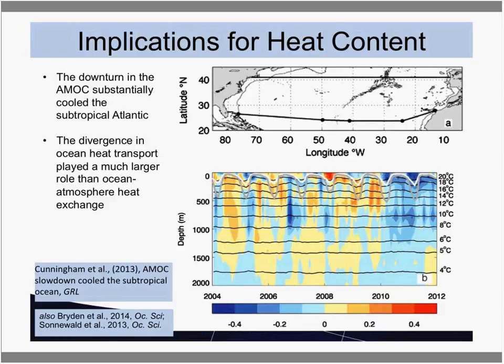We were able to show in this paper by Cunningham et al. that it was the change in the overturning circulation, so the horizontal convergence, that was key, rather than the amount of heat coming in from or being lost to the atmosphere.